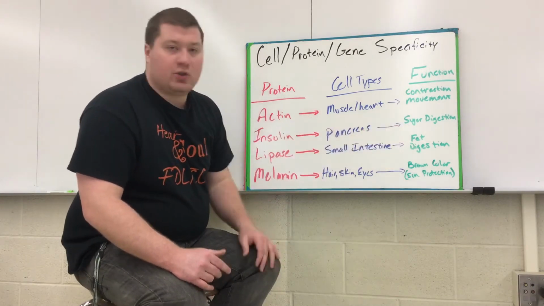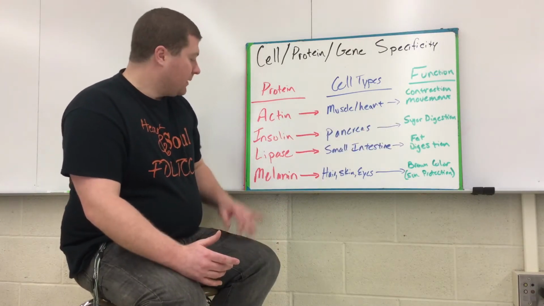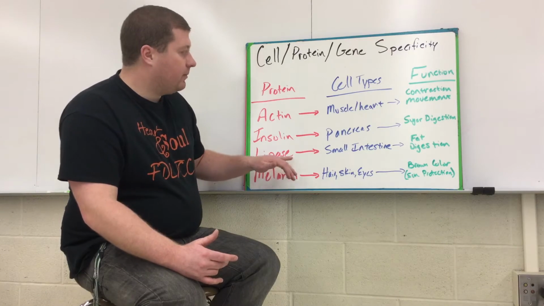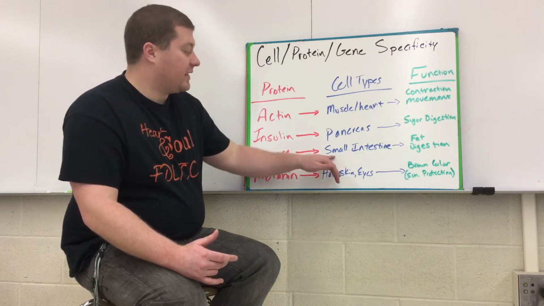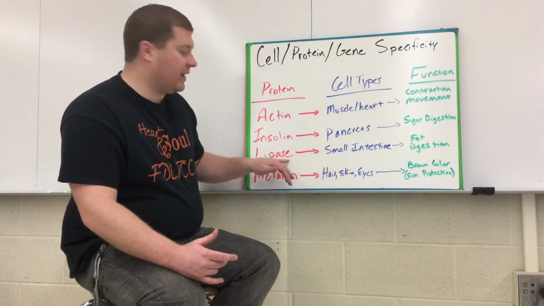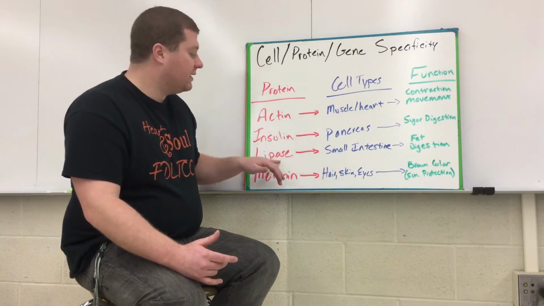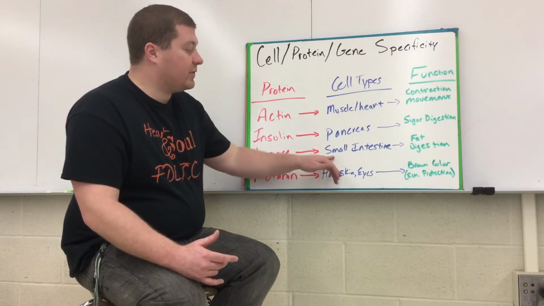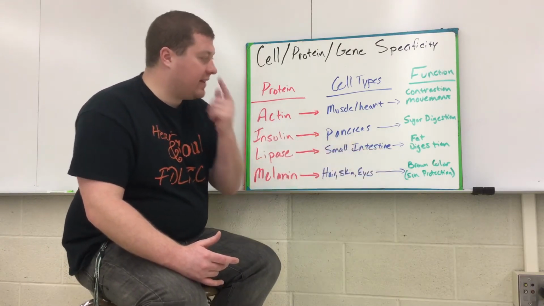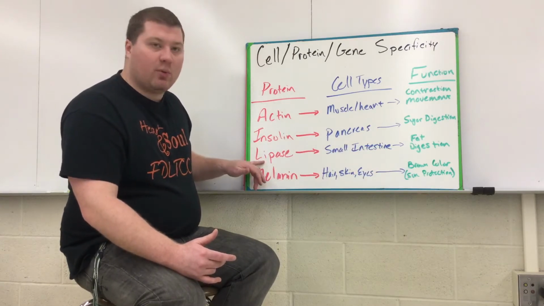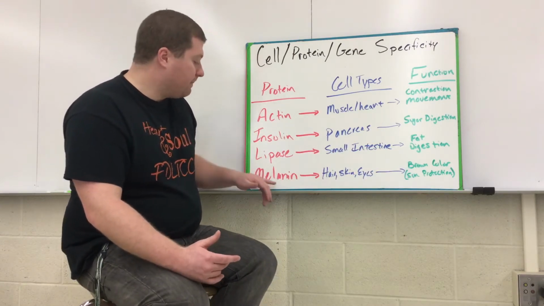This is used for sugar digestion. Lipase is an enzyme, that's produced in the small intestine. So enzymes are a part of proteins. Lipase is produced in the small intestine, and it's used for fat digestion. Similar to the word lipid, which we learned earlier.